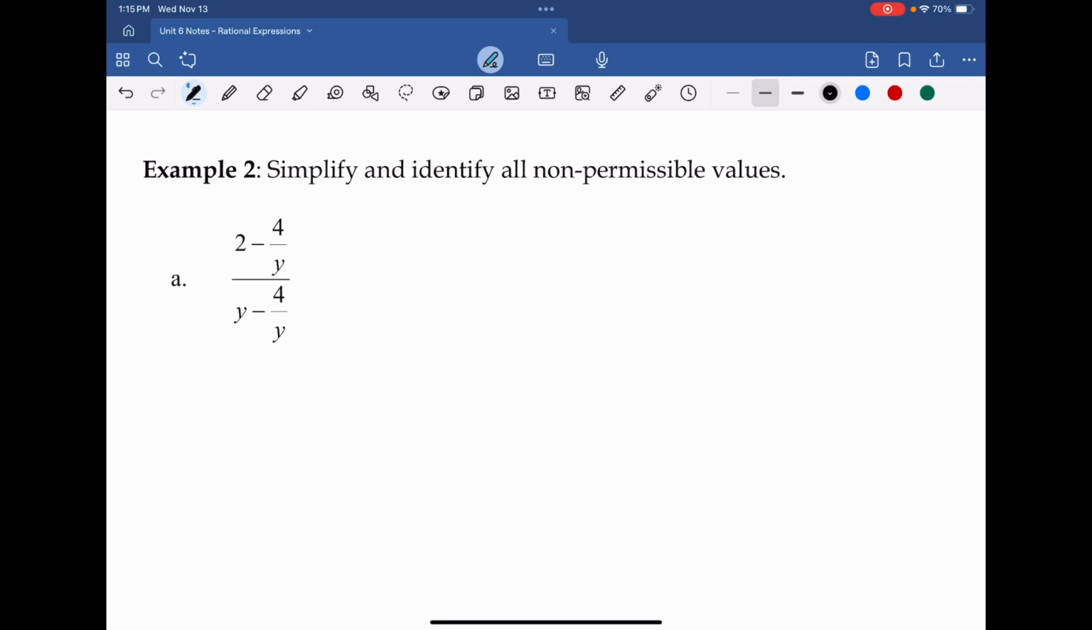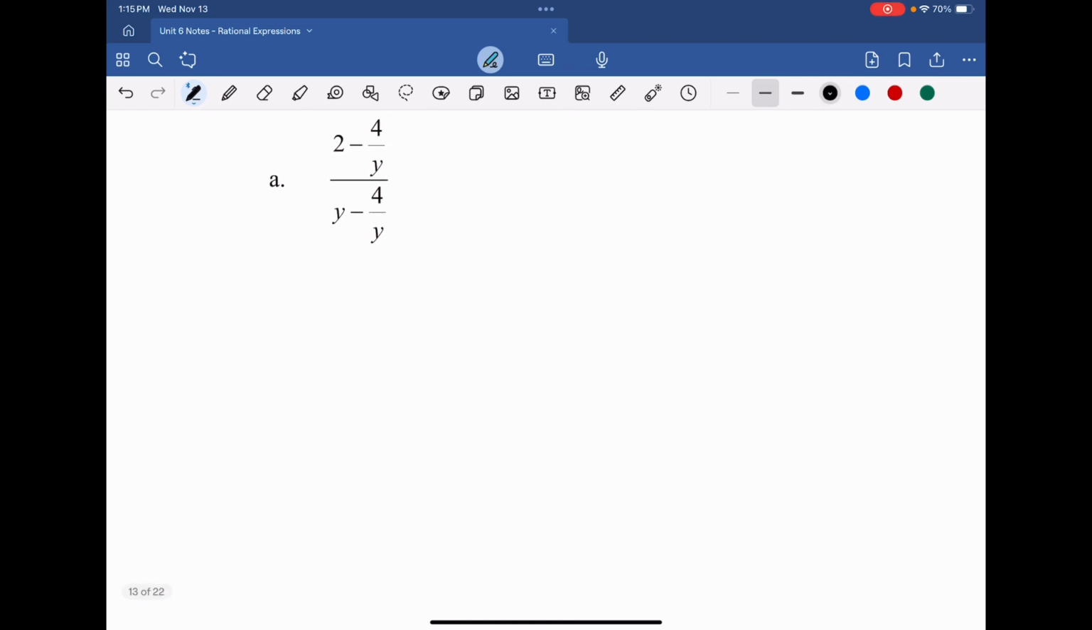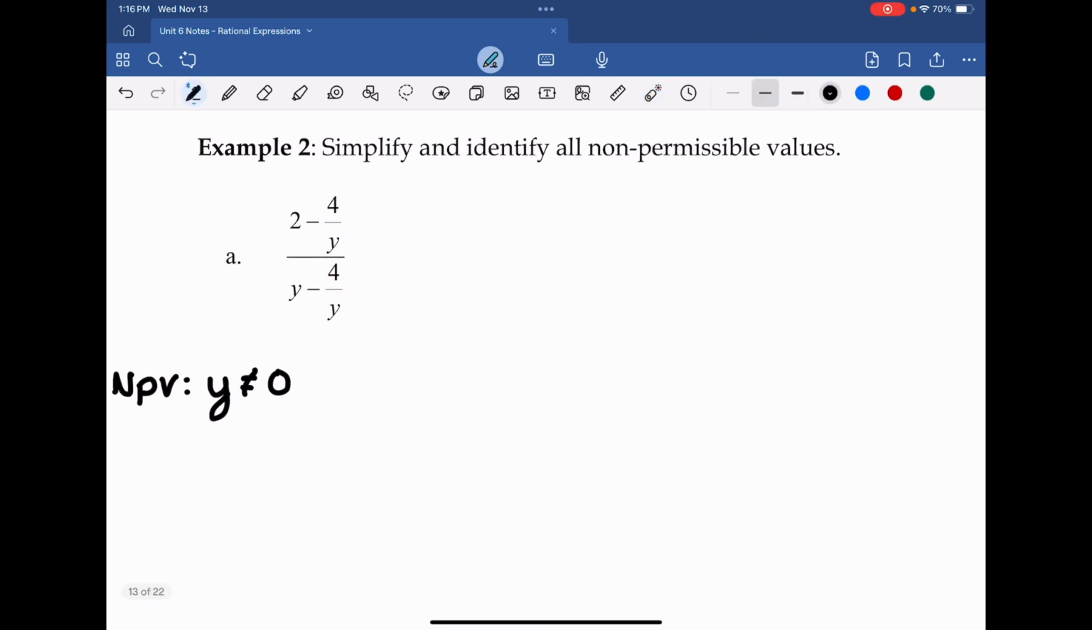So if we look at this, simplify and state all the non-permissible values. I mean, right away, one of the non-permissible values that jumps out to me is that y cannot equal 0. So in a way, I'm almost like, okay, let's hold on to the idea, and maybe we'll do our MPVs right below here. We'll save them here. MPV, y cannot equal 0, because if y was 0, it would make one of these fractions have a 0 in the denominator, and if these fractions have a 0 in the denominator, we don't like that. So we're going to account for that right away before we even start.